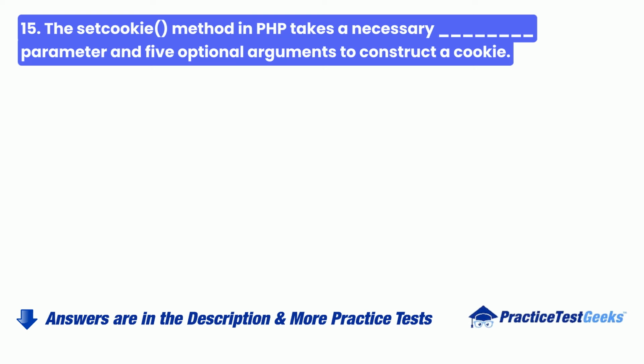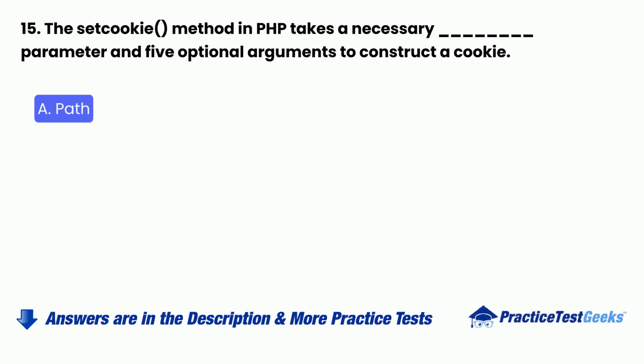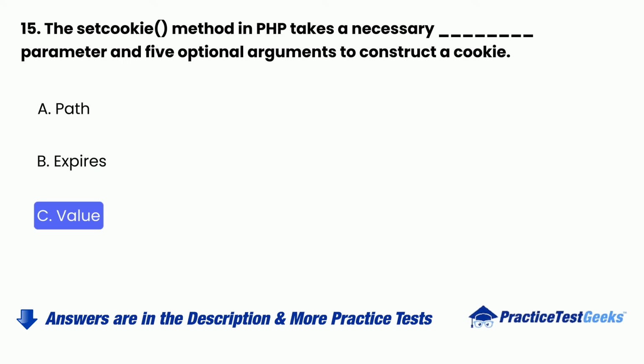15. The setCookie method in PHP takes a necessary parameter and 5 optional arguments to construct a cookie. A, path. B, expires. C, value. D, name.